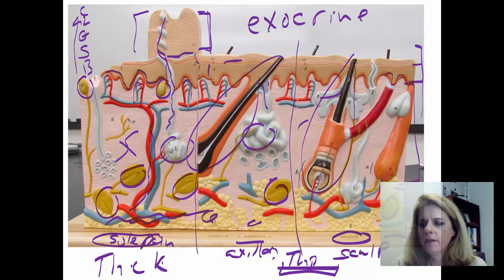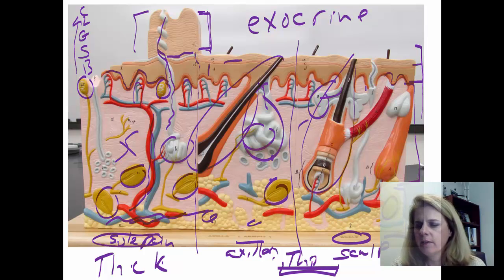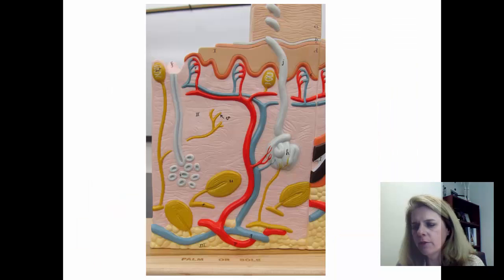Maybe. This gland and this gland, even though they're both around a hair, look a little different. I just want you to point out some differences just looking at it. We don't know what they are yet. Just notice that they do look different. So now let's go through each section and go into more detail about what we're actually seeing.